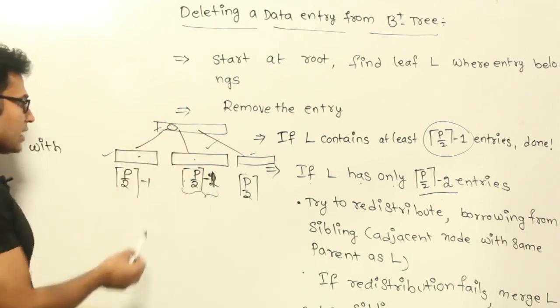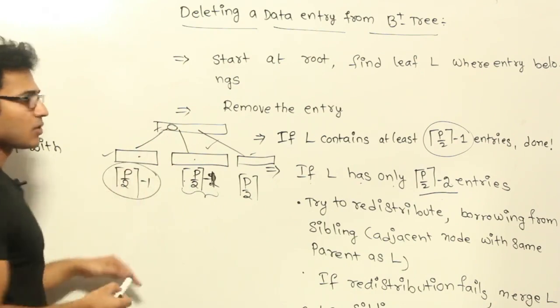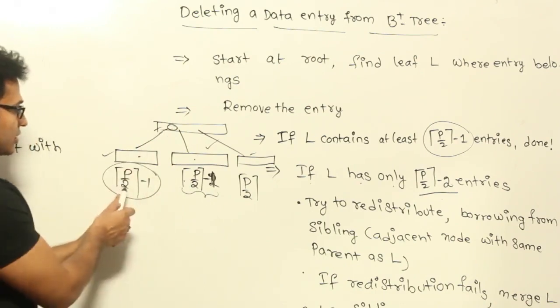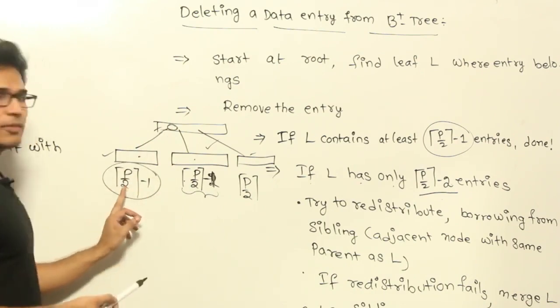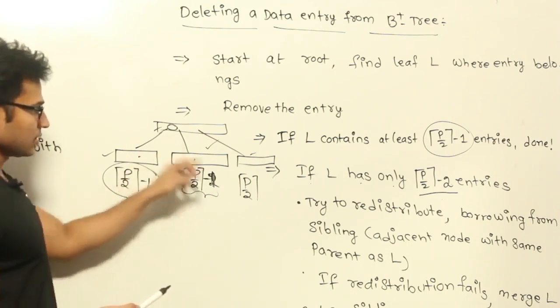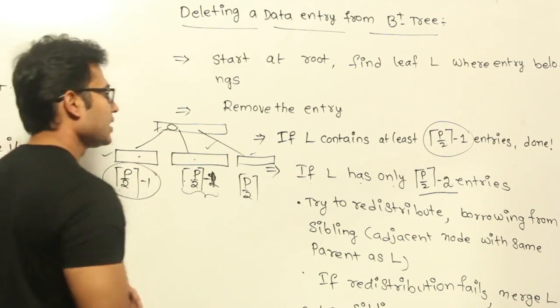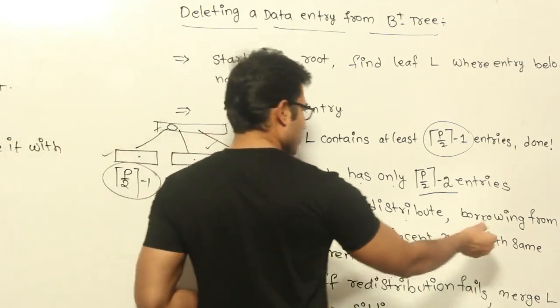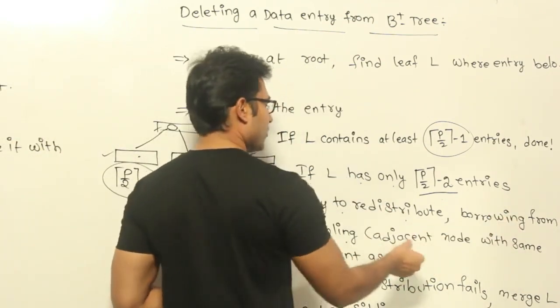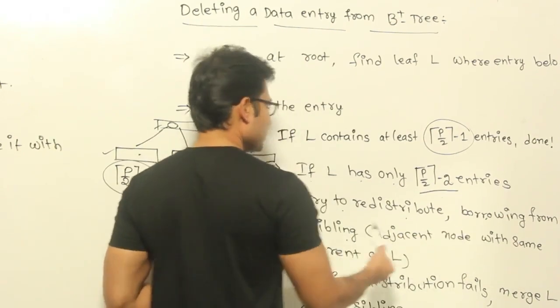But remember that if any of the siblings has enough entries, meaning greater than or equal to p by 2, then you can take them and rearrange them. That is called borrowing. In that case, try to redistribute by borrowing from the sibling. What does sibling mean? An adjacent node with the same parent.